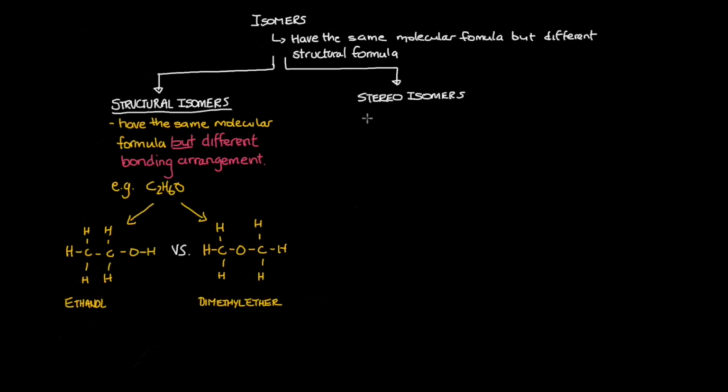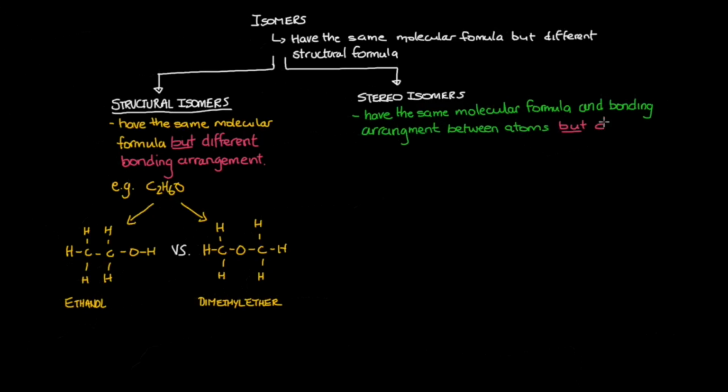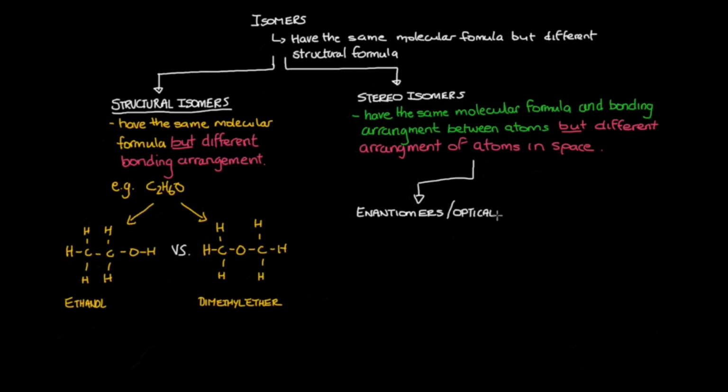Okay, let's move on to stereoisomers. These have the same molecular formula and, unlike structural isomers, have the same bonding arrangement between atoms. The difference lies with the arrangement of atoms in space. Now, stereoisomers can be subdivided into enantiomers, also known as optical isomers, and another class known as diastereoisomers.